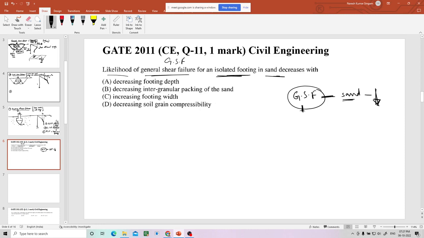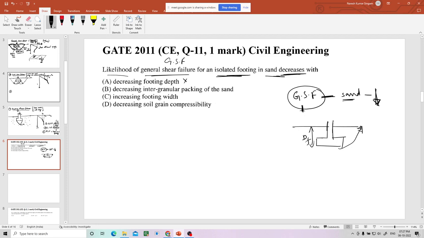When will it be low? When will it be decreasing? Decreasing footing depth. So if you decrease the footing depth, okay, this is the footing depth, then general shear failure will happen, because the failure surfaces will reach the ground surface. So this is wrong, because by decreasing the footing depth, the general shear failure will increase. General shear failure will not decrease with the decreasing of footing.